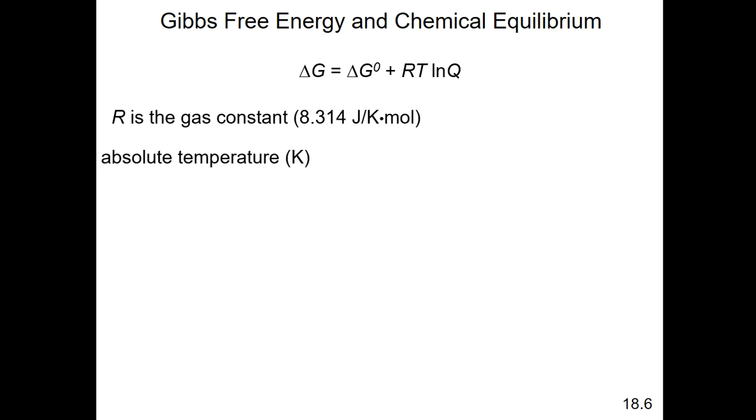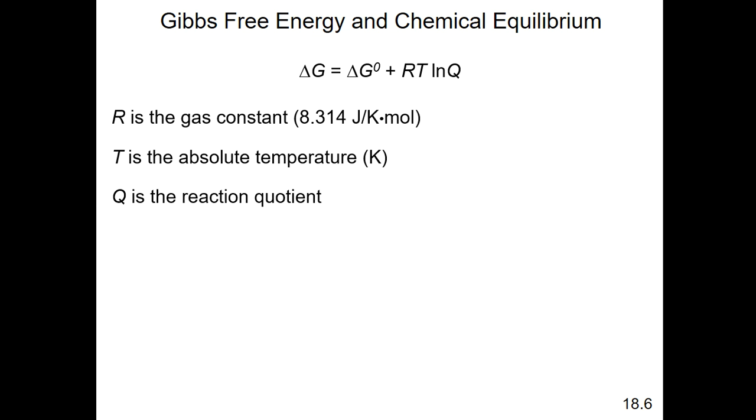R, as you can see, is the ideal gas law constant, with the value of 8.314 joules per Kelvin mole. T is the temperature in Kelvin, and Q is known as the reaction quotient, which is something that you visited previously. This reaction quotient can be in concentration, but it can also be in pressure, or it can be in a combination of both. At equilibrium, we know that delta G is equal to 0.